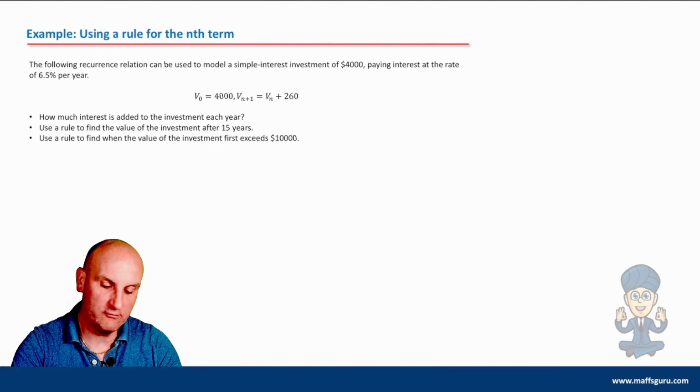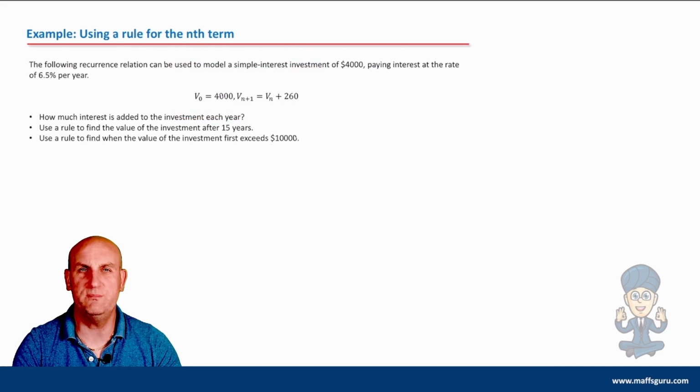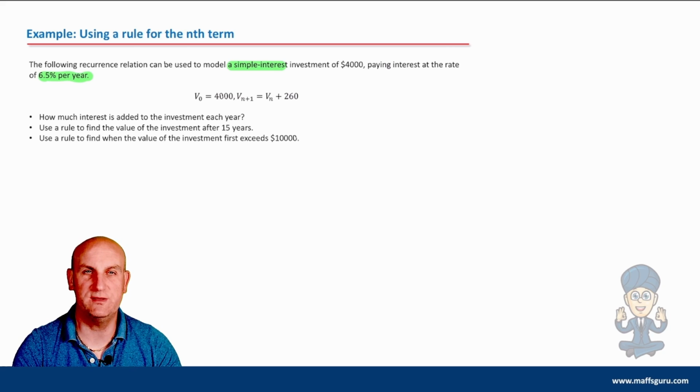Okay, so that being done, we've got our recurrence relationship. What does it say? The following recurrence relation can be used to model a simple interest investment of $4,000. So it says simple interest, paying an interest rate of 6.5% per year.